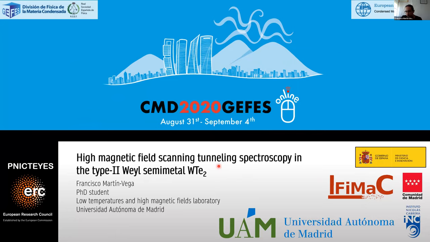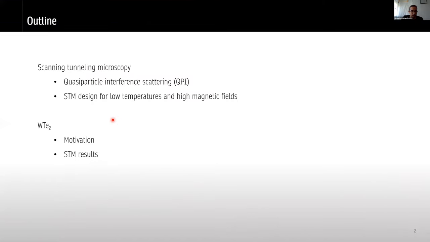Okay, so first of all, thanks to the organizers for giving me the opportunity to present some of my results here. I work as a PhD student in the low temperatures laboratory at the University of Madrid. And today I want to show some STM results we got in this material, tungsten ditelluride. I'm going to divide the presentation into two parts. In the first part, we will see how we can measure the band structure of a material with the STM using techniques like quasiparticle interference and diffusion scattering. And I will present the design of our homemade STMs, as well as our low temperature and high magnetic field setups. And then in the second part, I will introduce this material that is a topological semi-metal with very unusual transport properties. And I will show some STM results we obtained.